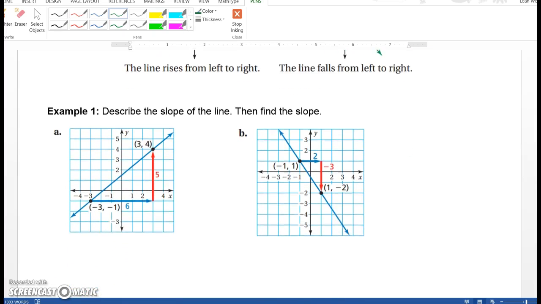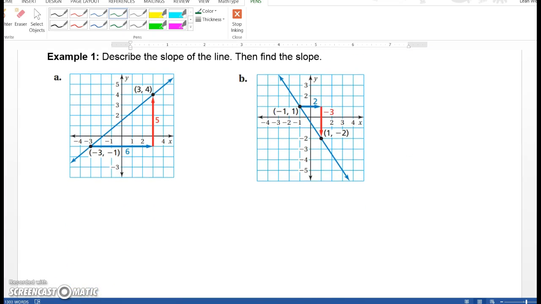So down here, and these are similar directions to what you're going to see on our work, it says describe the slope of the line. So if we look at this one from left to right, it rises. Okay, so that means that it is a positive slope. So that's describing its slope. We're just saying it's positive. In a minute, we're going to determine the exact numbers. So it rises, which is positive.